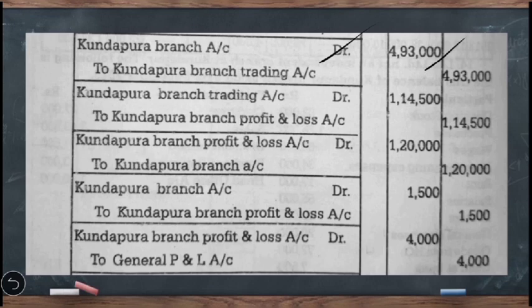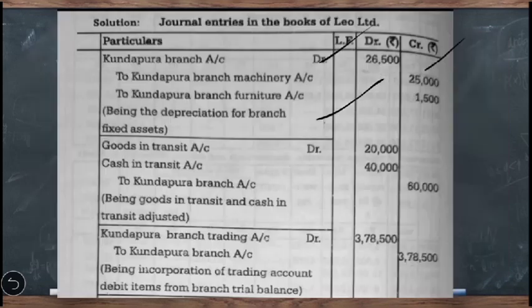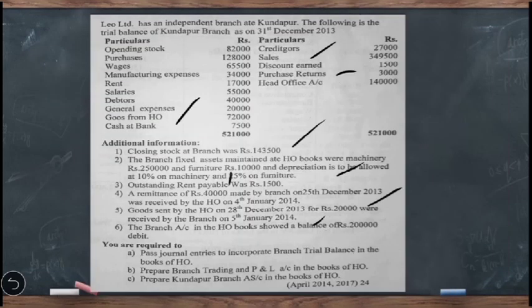Now, this gross profit has to be transferred to the next section, that is branch profit and loss account. So, the entry will be branch trading account debit to branch profit and loss account. Same entry is shown here. Kundapur branch trading account debit to Kundapur branch profit and loss account. The balance remaining, that is the gross profit, is 1,14,500.